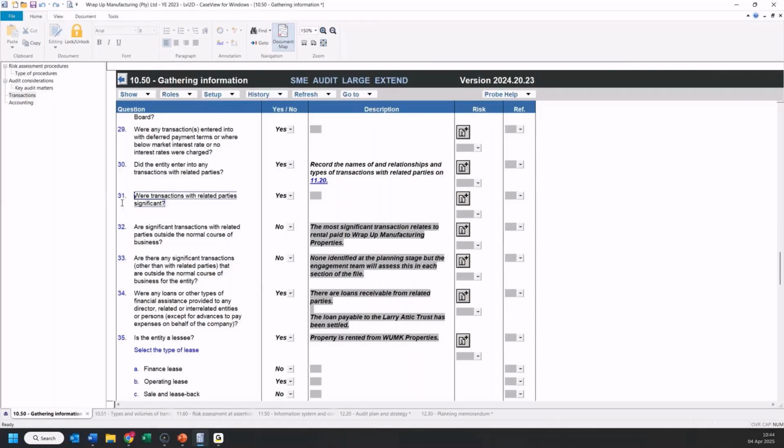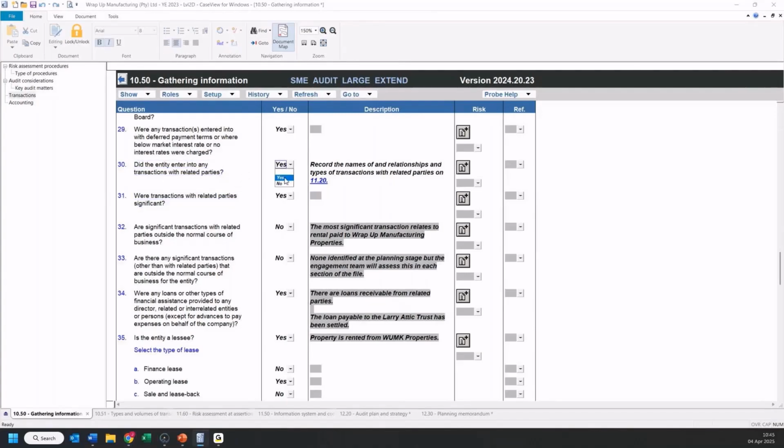Depending on what your answers were for the rest of your engagement, maybe it was a new audit, maybe it was the first time you were auditing it, things like that could change the number of questions that you have in the file. So don't just go and look for question 31, but the question that says were transactions with related parties significant. In fact, it's the one before that, sorry. Did the entity enter into any transactions with related parties?